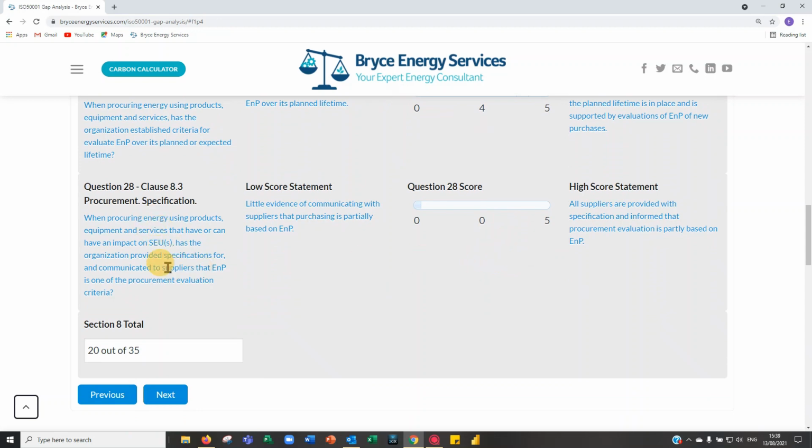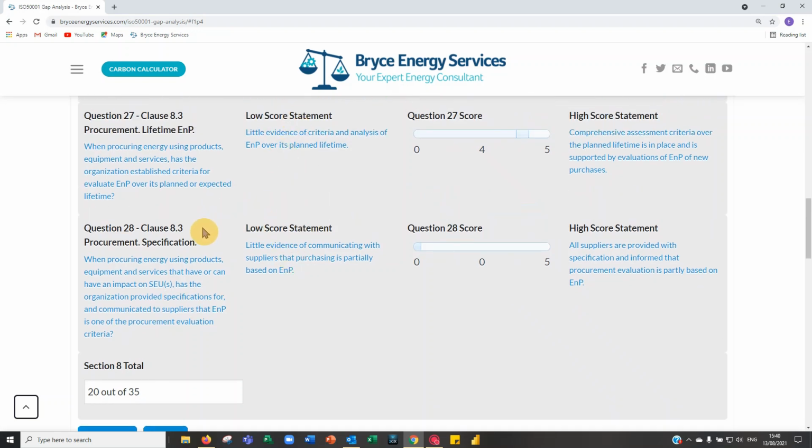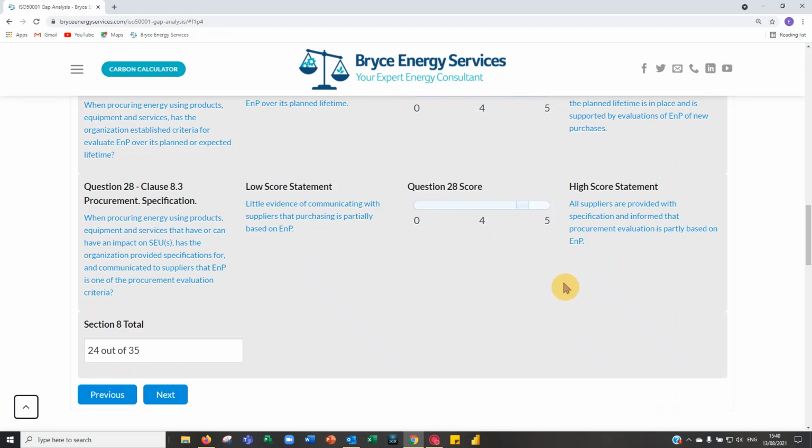Specification. Finally, on procurement, are you procuring with energy efficiency front and center on that specification? So in order to achieve 8.3, question 27, lifetime efficiency specification needs to be matched. So give a 4 there. All suppliers are provided with specification, and procurement evaluation is partly based on energy performance. So you're telling suppliers the criteria is a balance between cost, energy efficiency, and lifetime efficiency.